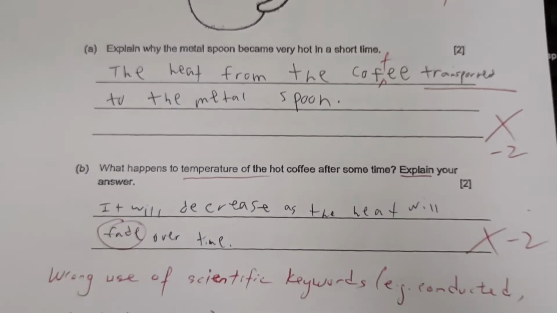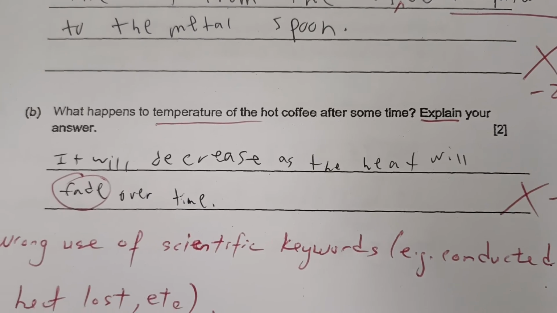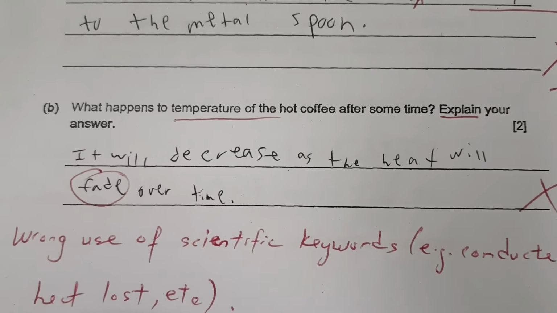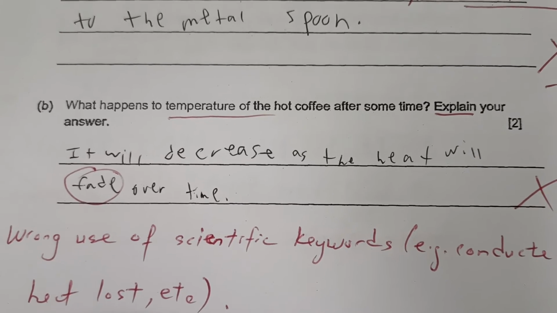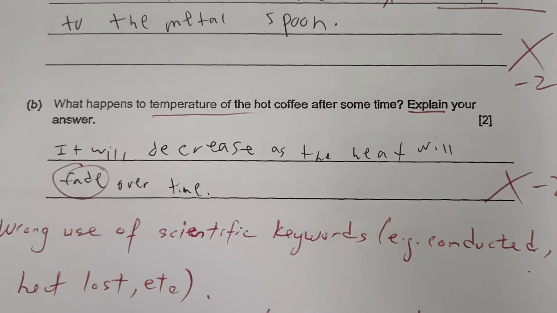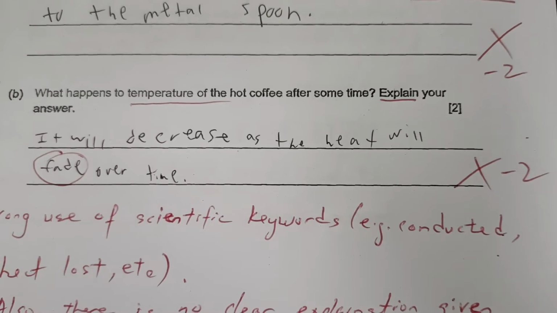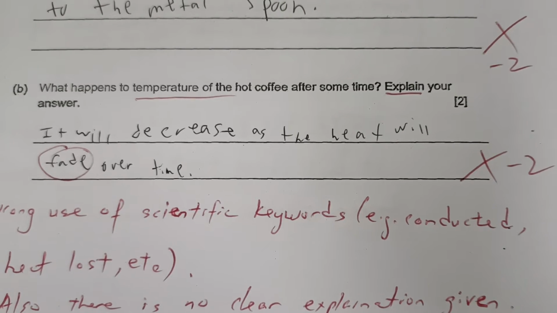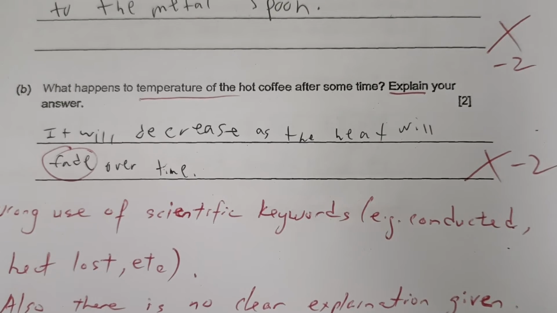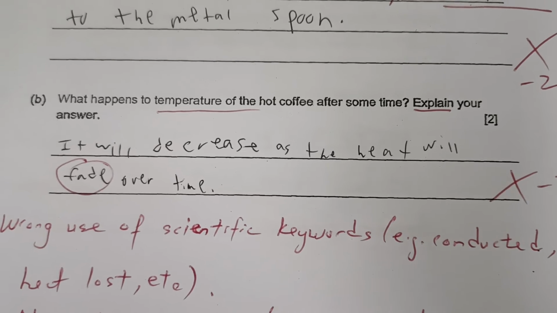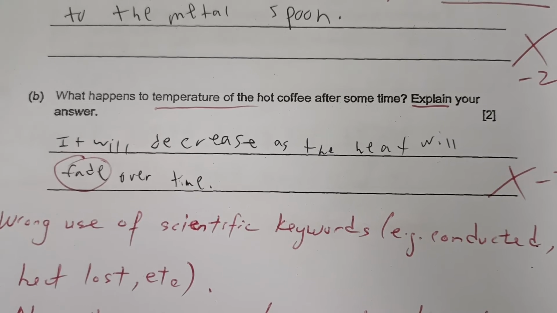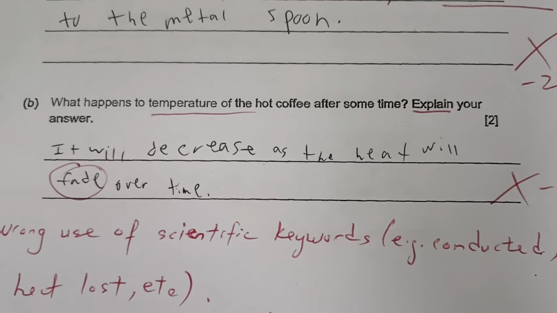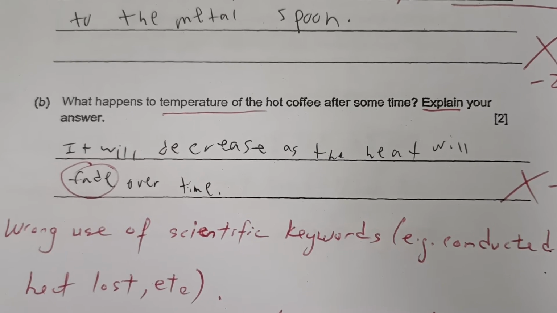Let's continue to see part B. This question states, what happens to the temperature of the hot coffee after some time? Explain your answer. And the student answered also very briefly. He answered, it will decrease as the heat will fade over time. You see, in science, we need to use very specific keywords. We cannot say the heat fades away. We should say the heat is being lost.